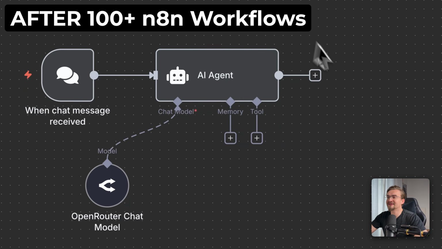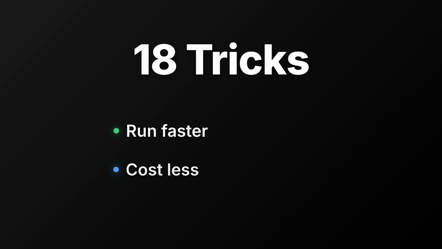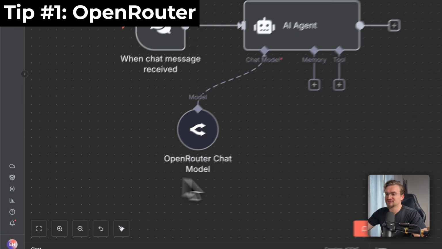After building over 100 n8n workflows, I found 18 tricks that make your AI automation run faster, cost less, and feel effortless to manage. Tip number 1 is using OpenRouter.